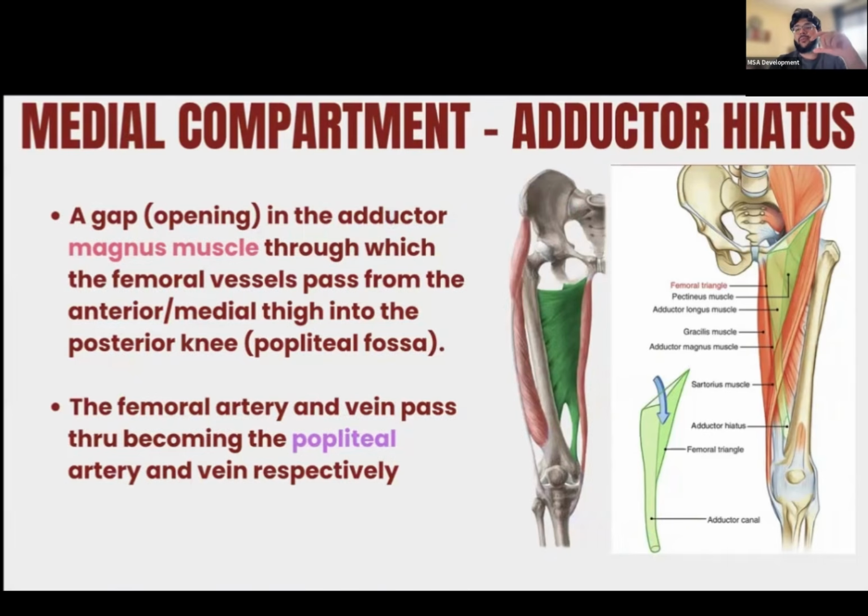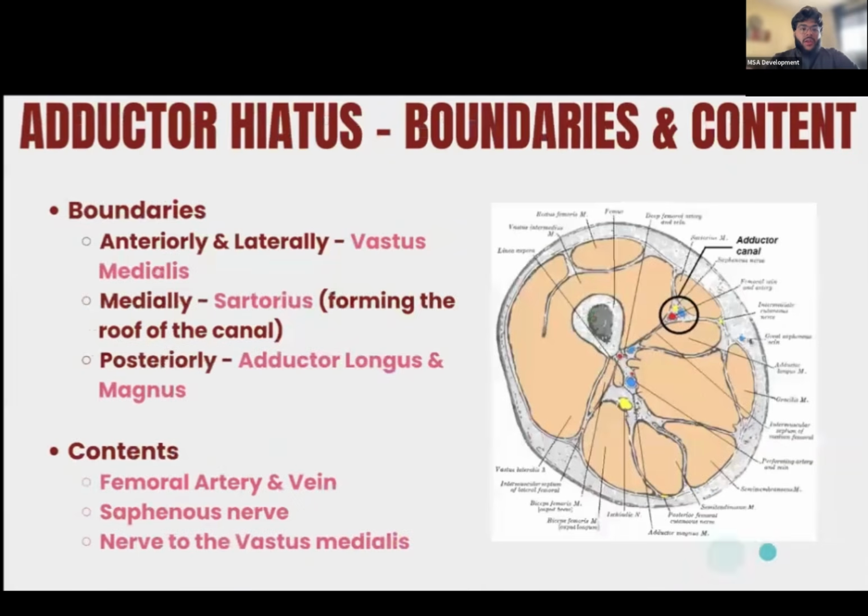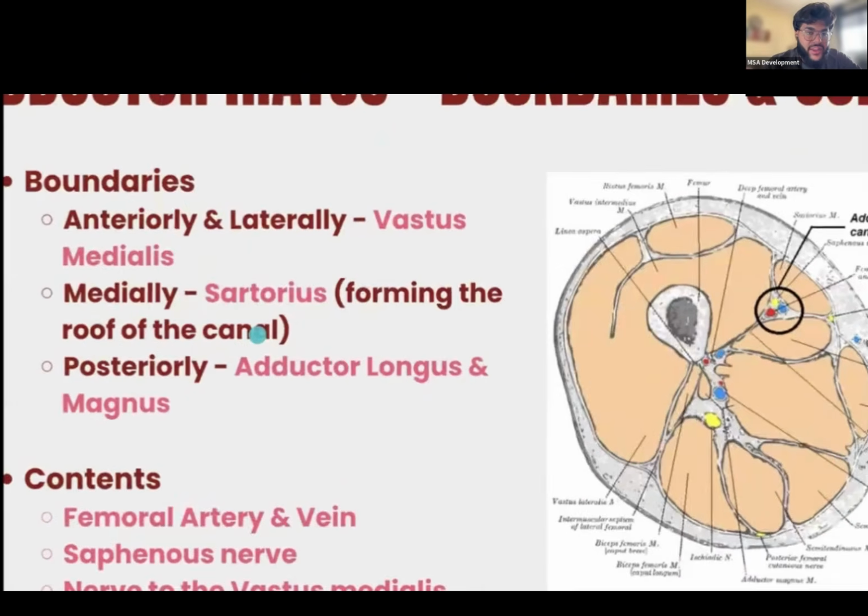It's an opening allowing for the passage of the femoral artery and vein, from which they can go to the popliteal fossa, where they become the popliteal artery and vein. That's all you need to know about the adductor hiatus. You also need to know the boundaries of the adductor hiatus.